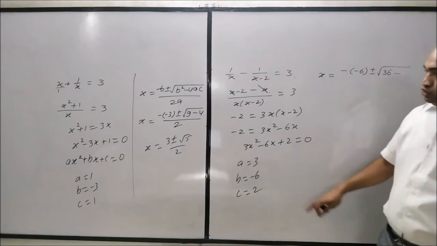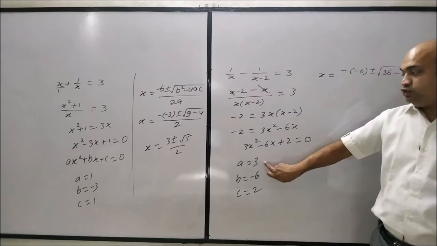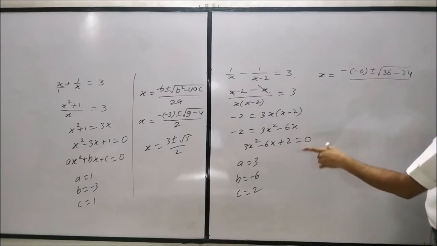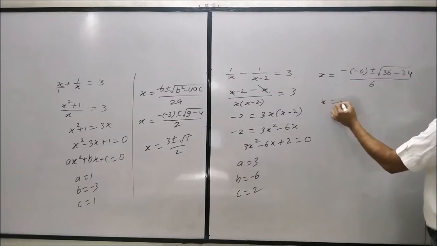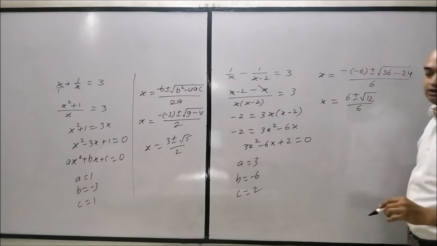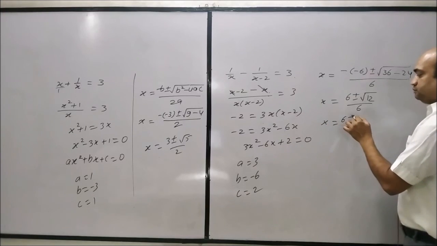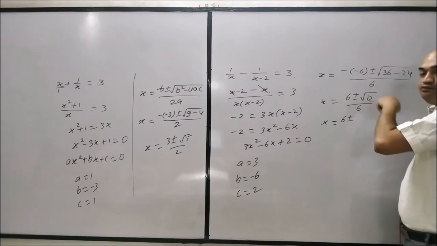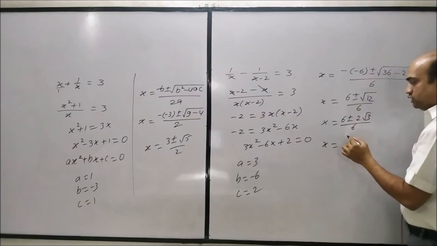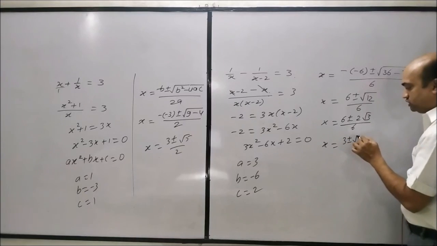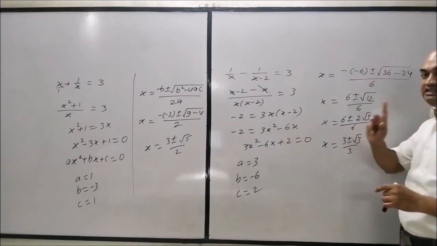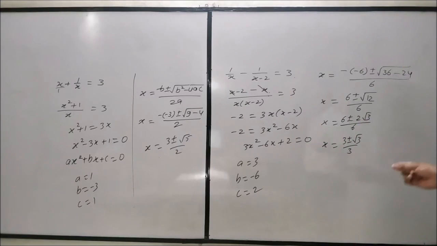minus 4ac. So 4 into a is 3, 4 3s are 12, 12 into 2, 24, by 2 into 3, 6. So x we will get 6 plus minus root 12 by 6. Okay. So x is equal to 6 plus minus root 12, we write 4 into 3, that is 2 root 3, by 6, or x we will get 3 plus minus root 3 by 3. Because 2 from here we take common and cancel this 6 by that 2, we will get this.